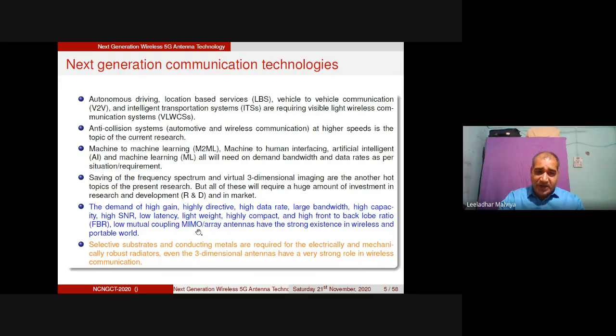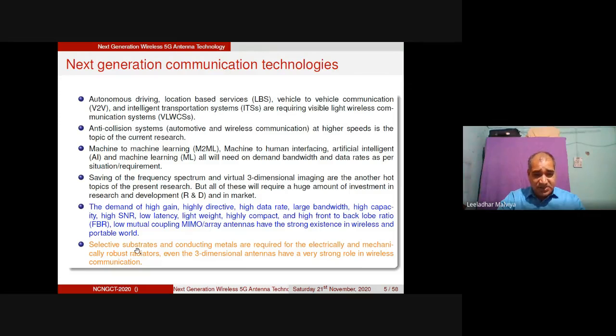Similarly, if you look at the requirements of all these sectors or research fields, we need high gain, highly directive antennas, a high data rate, more than 1 Gbps, and large bandwidth, like 1 gigahertz, 2 gigahertz, 3 gigahertz. High capacity is required, a high signal to noise ratio is required, low latency is required, and lightweight, highly compact designs and high front to back lobe ratios are requirements, as well as a solution for low mutual coupling in the case of MIMO and array antennas. So a strong existence in the wireless and portable world will be taken by MIMO and array antennas.